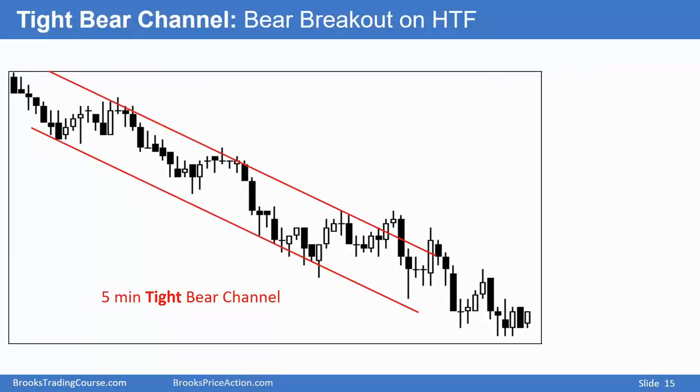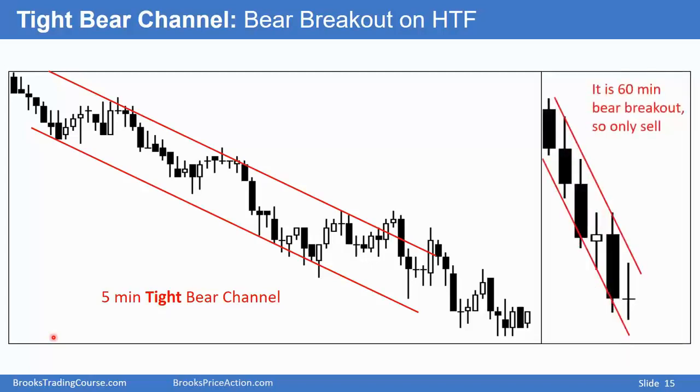This is a bear channel and it's tight. The pullbacks are brief, only lasting a few bars, and they do not go up very far. On a high enough time frame chart, a tight channel like this is simply a breakout. This is a 5-minute chart, here's a 60-minute chart, and it's a breakout. And because it's a breakout on a higher time frame chart, when you're trading the 5-minute chart, it's much easier to make money only selling, so it's better only to sell and not buy.